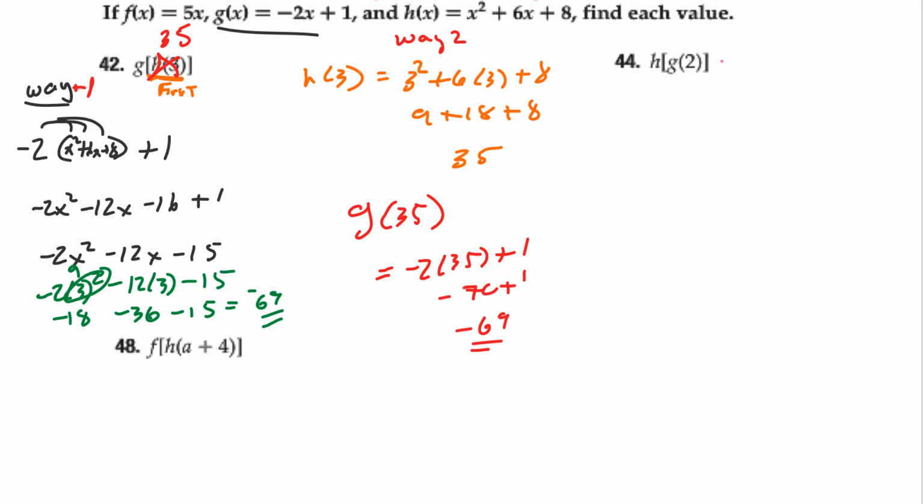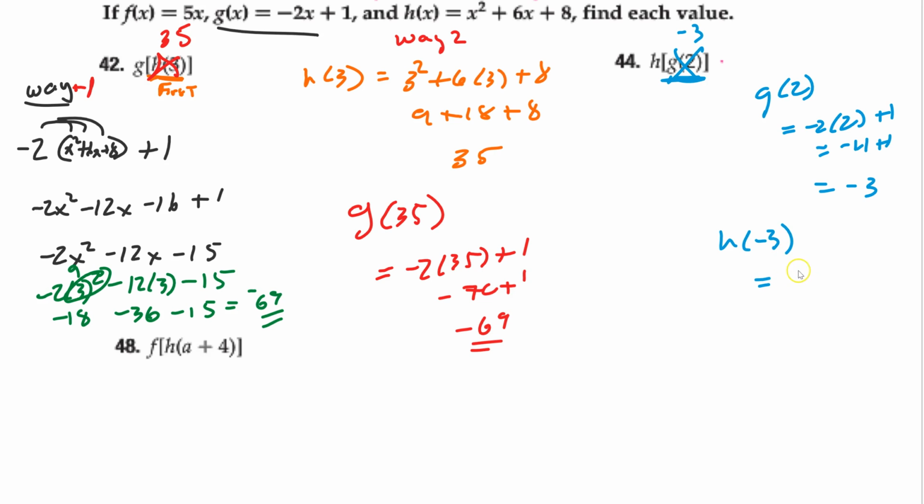Let's do h of g of 2. So again, I'm going to do g of 2 first. So g of 2 is going to be negative 2 times 2 plus 1. So negative 4 plus 1. So negative 3. So that just means this is negative 3. Now you do h of negative 3.